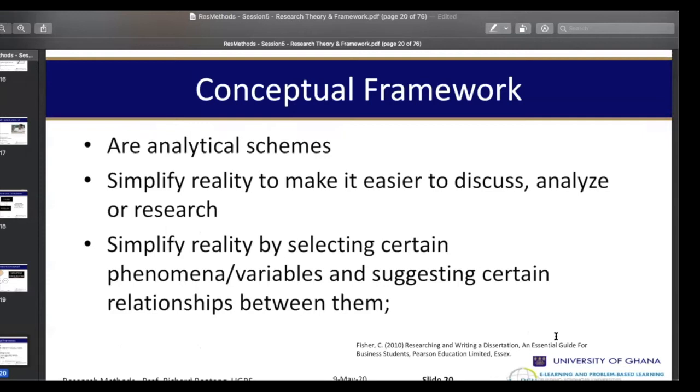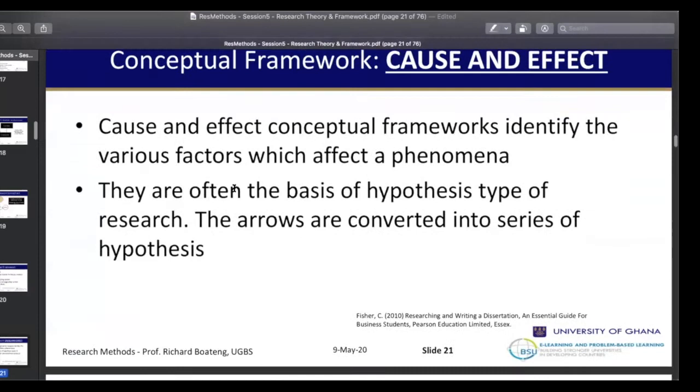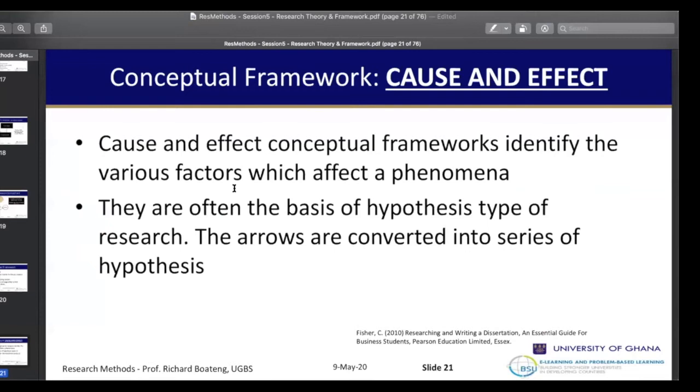Okay. So, conceptual framework. Now we need to understand how people suggest the relationship. The first way is what we call the cause and effect relationship. This is the simplest one. People identify independent factors and a dependent factor, then draw arrows to it. So we call it a factor-based model or a cause and effect model.